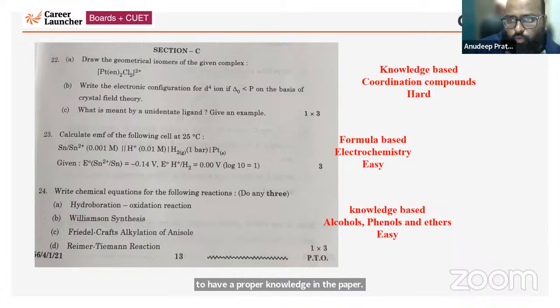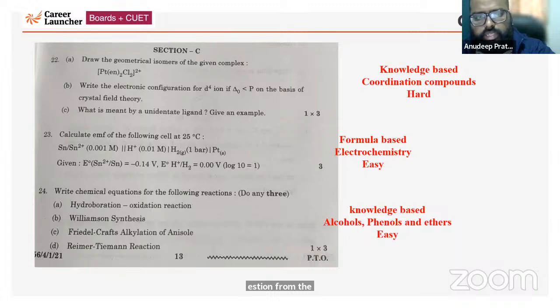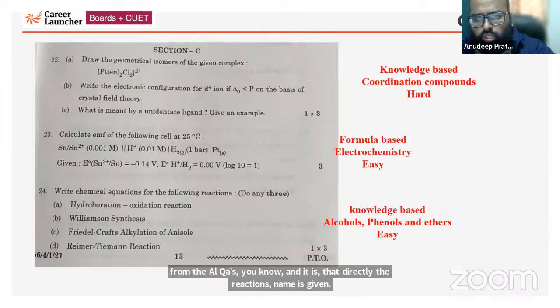Next one is a formula-based question from electrochemistry. Directly, you have to sum the EMF of electrodes. So you will get the EMF of the cell. So that's a direct question from the formula base. That's why I have given it as an easy question. Okay, so if you see the next one, it's a direct question from alcohols, phenols, ethers, and the reaction's name is directly given. So I think you have to write the reaction.